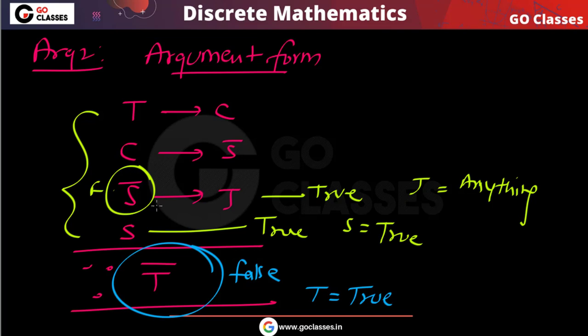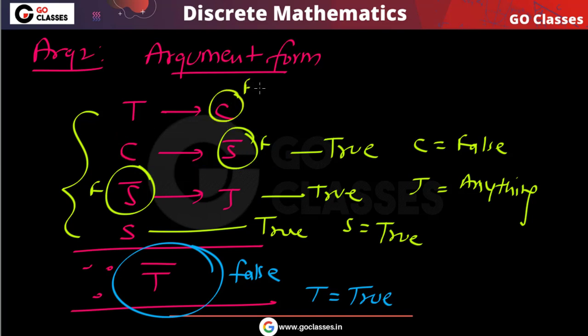So you have made these two premises true. Now S is already true, so S bar will be false. To make this second premise true, C must be false, because S bar is false and C implies false is true only if C is false. Now C is already false, and Tasa is true. So I can say that this premise cannot be true.